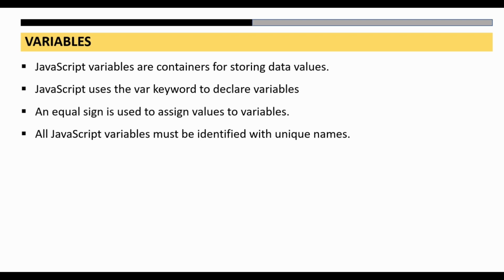All JavaScript variables must be identified with unique names. This is very important, that you keep unique names. That means if you have 10 variables, then you keep a different name for each variable. No variable should be the same.